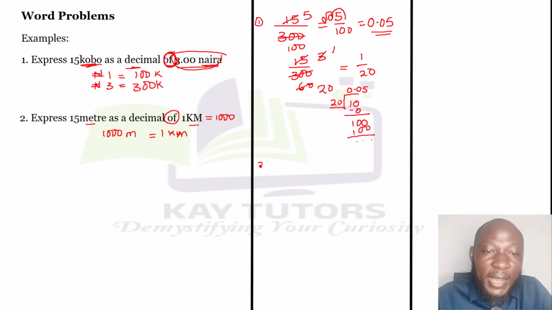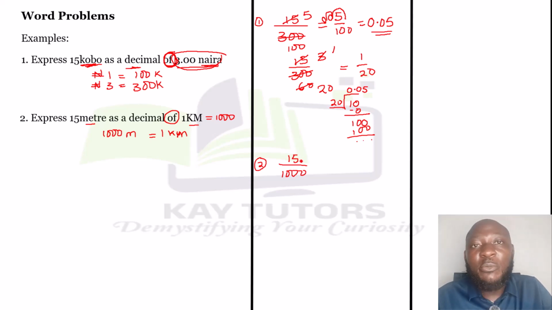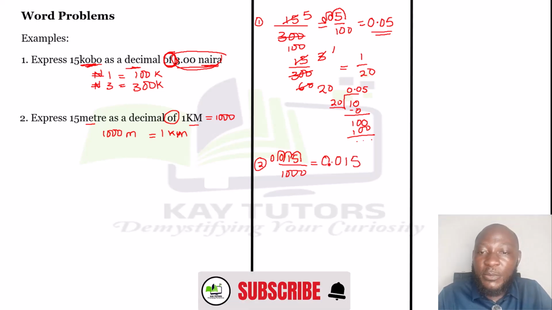So here, number 2, we have 1000, and here we have 15. Here we can just divide and get our answer, because we have 1 and 3 zeros here. So our point is here. How many times are we moving our point backwards? We are moving 3 times, because there are 3 zeros in the denominator. I'll replace my gap with a 0, and I have 0.015.